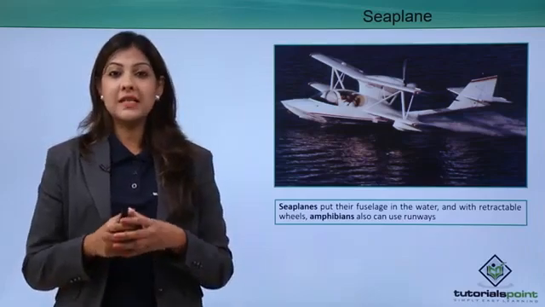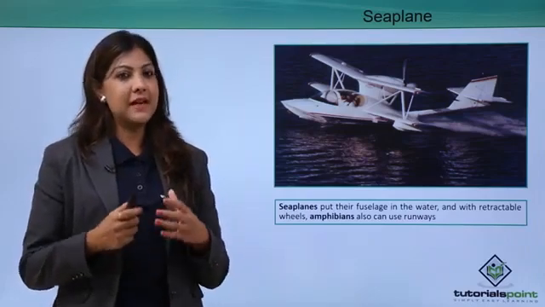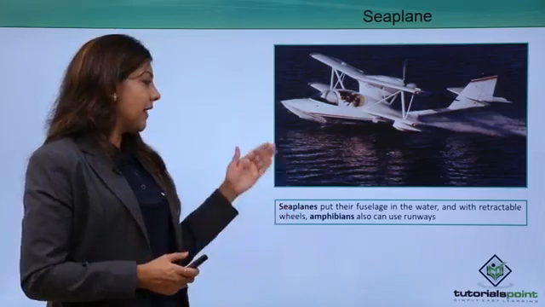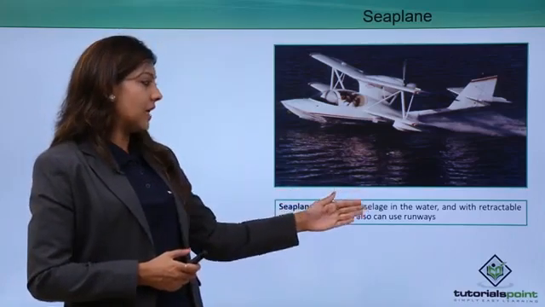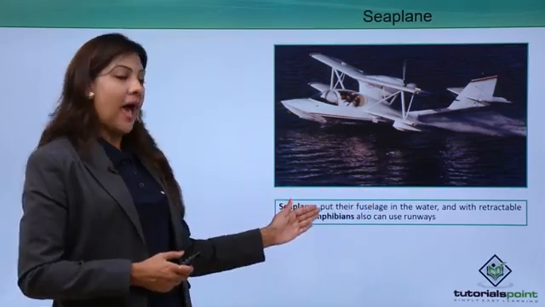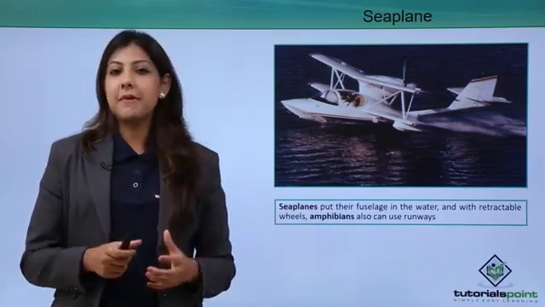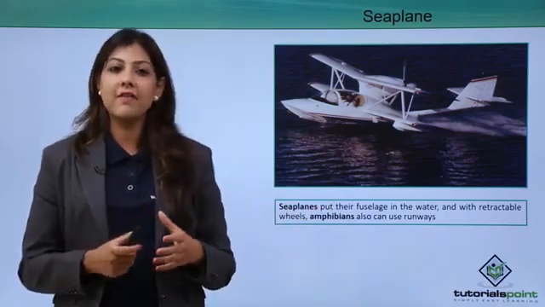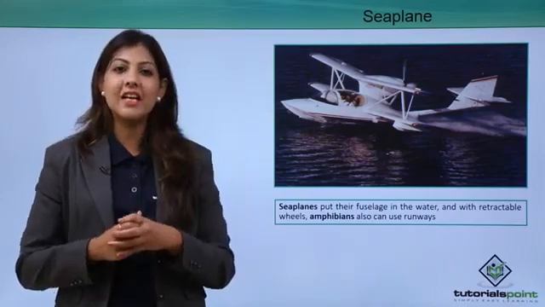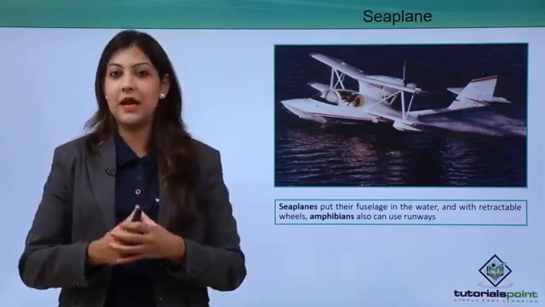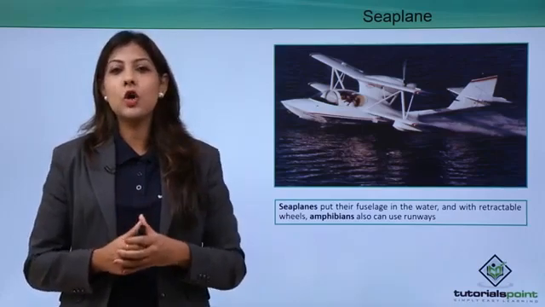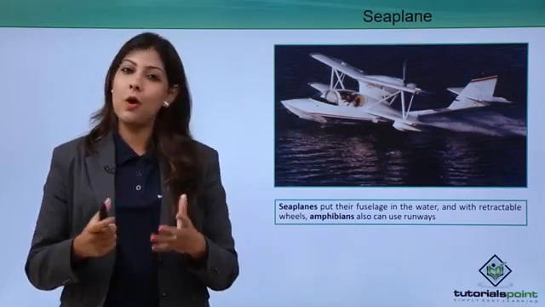Let's understand about seaplanes. Now, what are seaplanes? Again, similar to float planes. They put the fuselage in the water, and with retractable wheels, amphibians can also use runways. So seaplanes and float planes have a similar quality of landing on water when they need to, and they can also land on a runway.